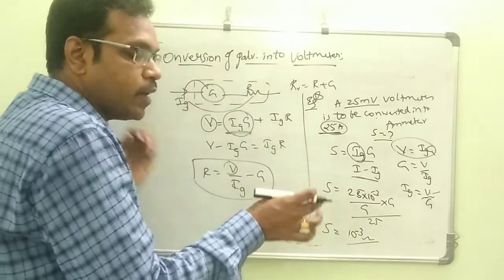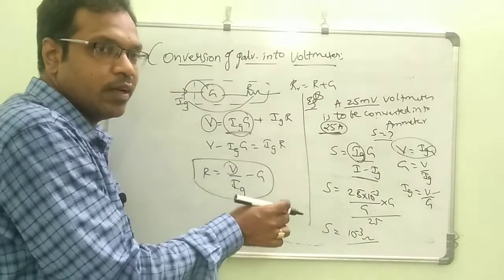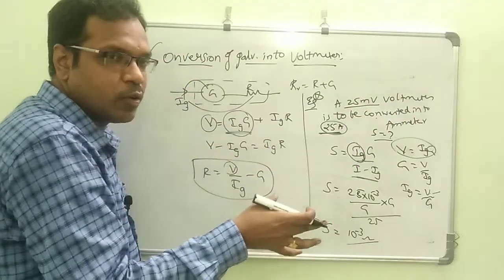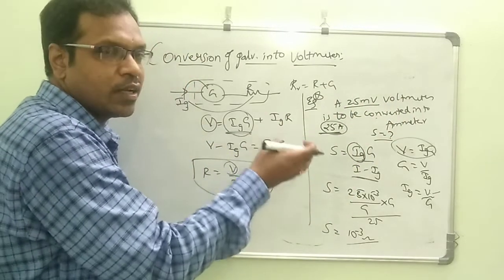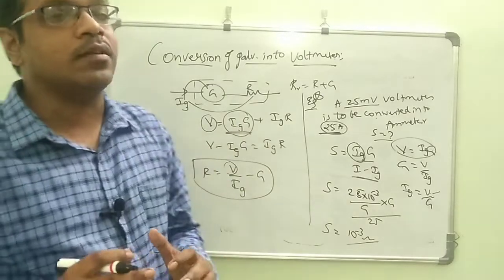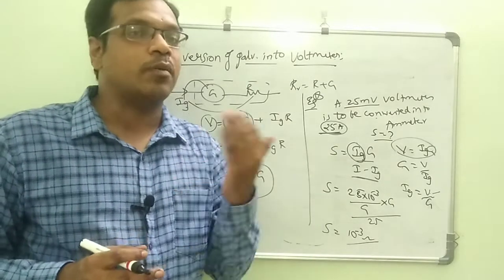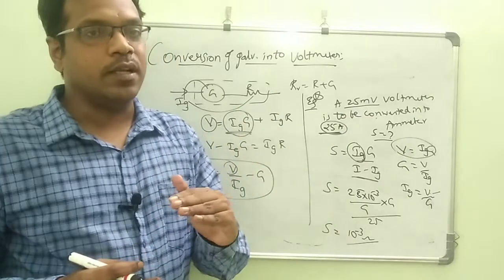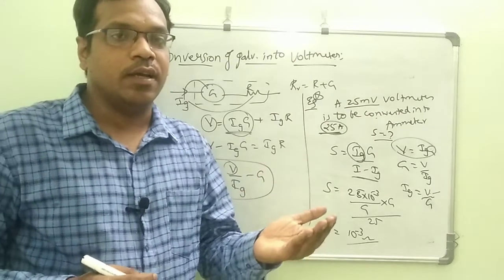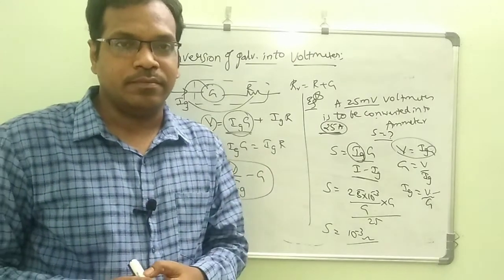That means if you connect a very low resistance in parallel to this 25 millivolts voltmeter, it will convert into an ammeter. Like this we can convert from voltmeter to ammeter and ammeter to voltmeter, and by using these formulas we can convert galvanometer to voltmeter and galvanometer to ammeter.